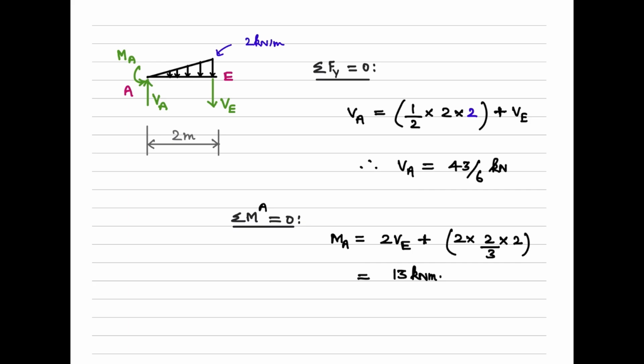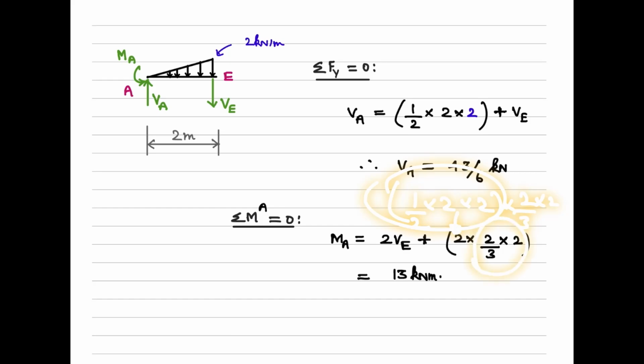And finally, to solve for the value of MA, we are going to take the sum of moments about this point equal to 0. So here, the only moment which is counterclockwise is MA. That should be equated to the sum of clockwise moments. Clockwise moments are 2 times VE, plus the clockwise moment due to the uniformly varying load. So 2 times VE plus the load into lever arm. So half base into the intensity is the load, into the lever arm. So 2 times 3 into 2, and this half base into 2 is directly mentioned here as 2.